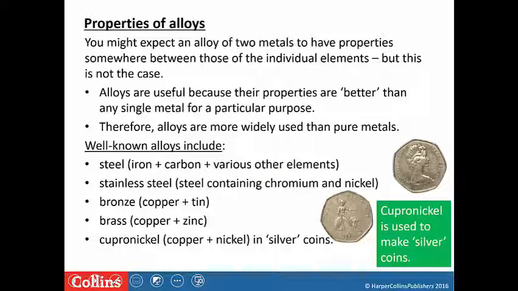For the properties of an alloy, you might expect it to be somewhere between the two elements, but that's not always the case. Alloys are usually useful because their properties are better than either of the single metals being used, and that's why they're more widely used than pure metals.